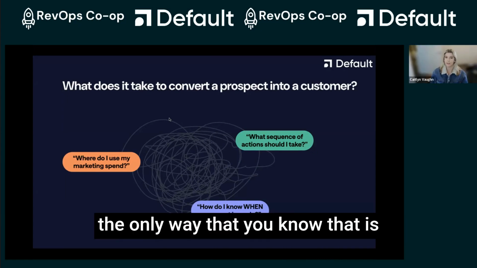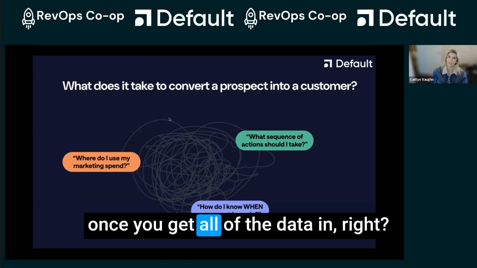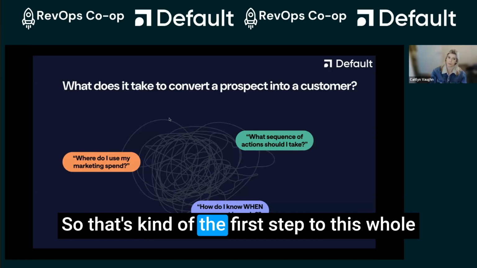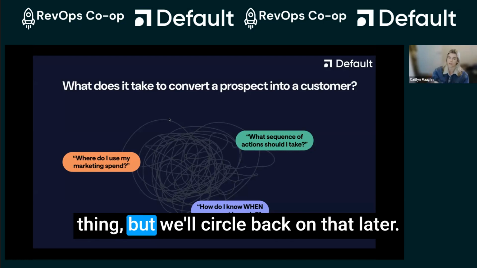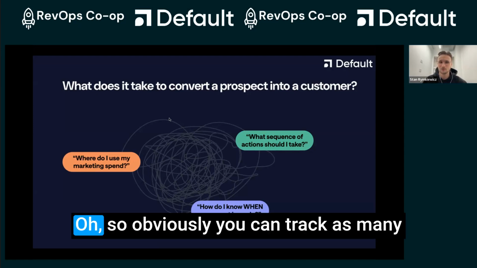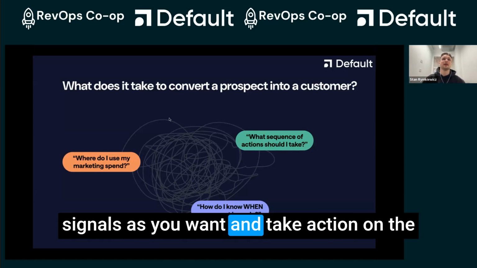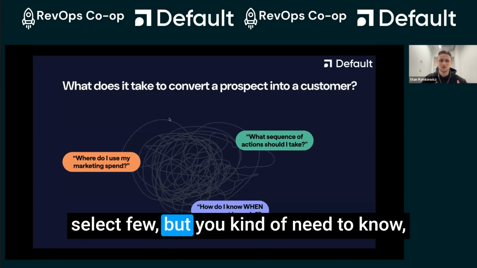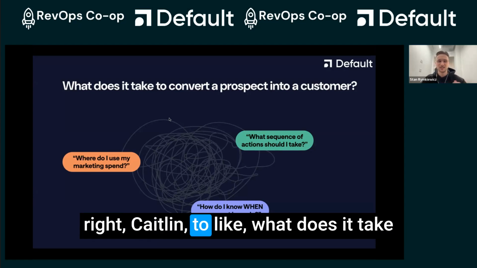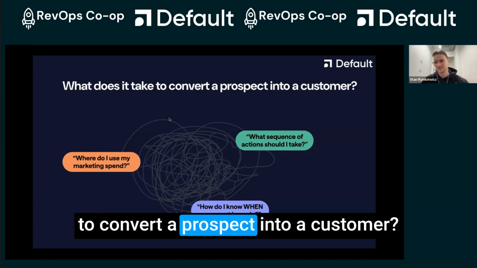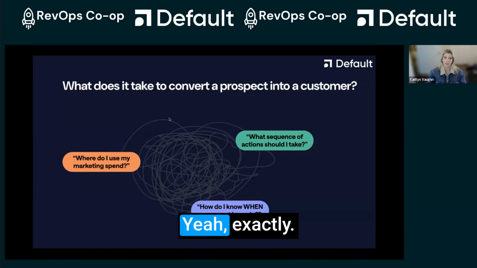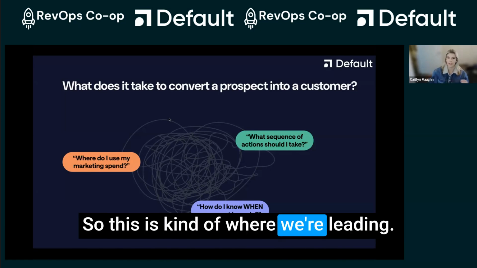Yeah, absolutely. The only way you know that is once you get all of the data in. So it's the first step to this whole thing. We'll circle back on that later. Cool. Obviously you can track as many signals as you want and take action on a select few, but you need to know what it takes to convert a prospect into a customer. Yeah, exactly. This is where we're leading.